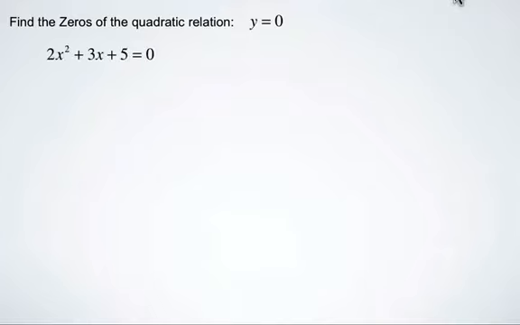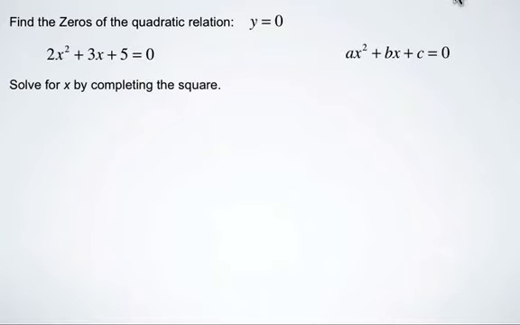What we're going to look through now is a second method of arriving at the quadratic formula. First, we're going to find the zeros of the quadratic relation. We're going to do that by substituting 0 in for y, because where y is 0, we'll find our x-intercepts, or our zeros. So we put our 0 in. Now what we do is we solve for x by completing the square.